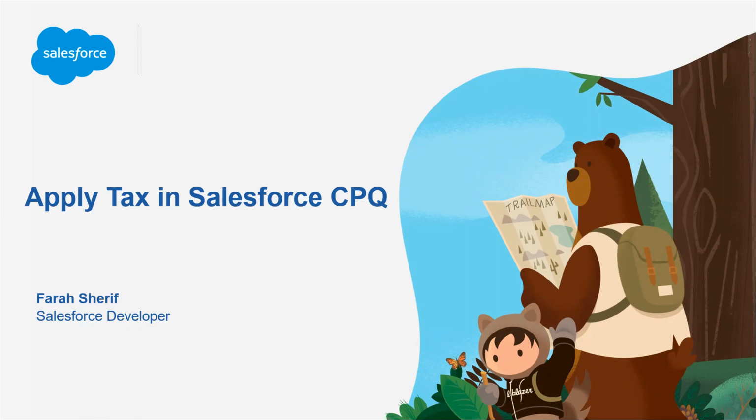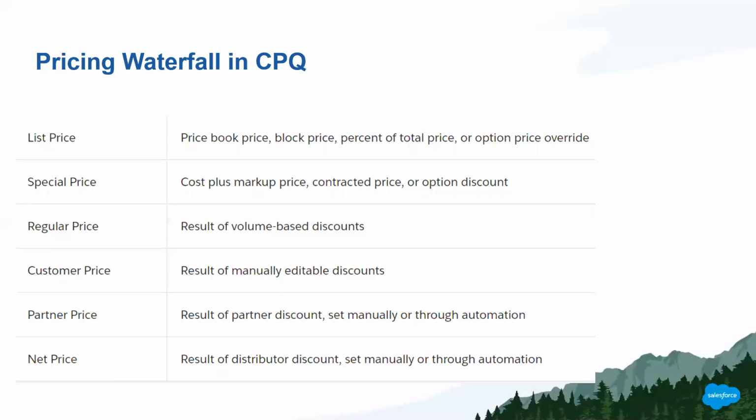Today we will be learning how to apply taxes in Salesforce CPQ. As you know, CPQ has its own pricing waterfall. First we have the list price, which is the price obtained from the price book, or it could be obtained from the block price, percent of total, or option price override. It really depends on the pricing method you set for the certain product.